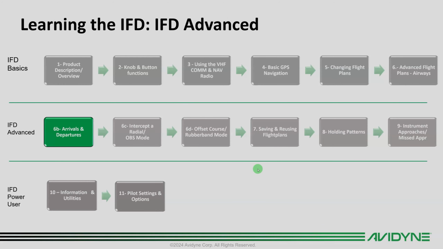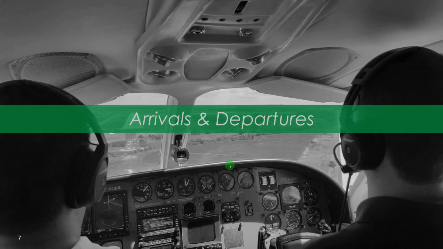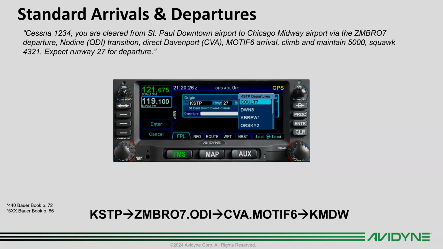So the first lesson up is Arrivals and Departures. In this first scenario, we're sitting on the ground at St. Paul Downtown Airport, and we get a clearance that says, Cessna November 1234, you are cleared to St. Paul Downtown Airport to Chicago Midway Airport via the Zombro 7 departure. The Nodine transition, ODI, direct Davenport, Motif 6 arrival, climb and maintain 5,000, squawk 4321, expect runway 27 for departure. So that's the scenario we want to load.